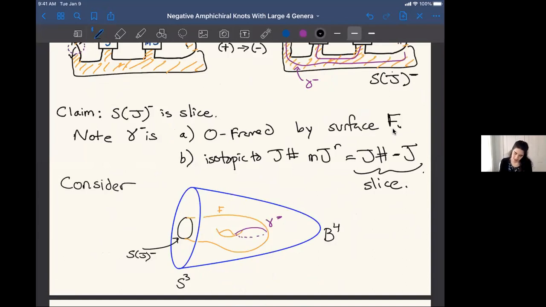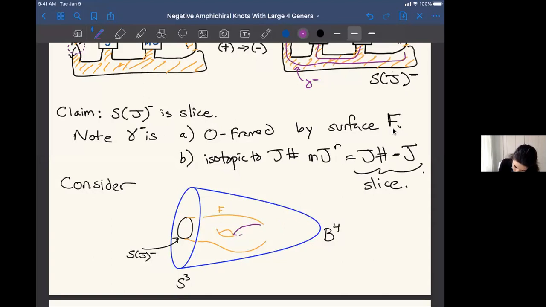So what have I done? This is a schematic where S3 is over here at the left, bounding the 4-ball. Our knot S of J minus is sitting in the boundary S3, and I've pushed the interior of the surface F into the interior of the 4-ball. The curve gamma minus goes along for the ride. But now I know that gamma minus is slice, so I'm going to cut out a tubular neighborhood of gamma minus from the pushed-in surface F.